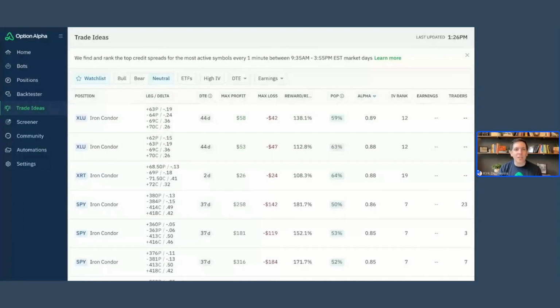So you can do watch list and then neutral. If your watch list also has a bunch of ETFs, right? A bunch of things or a bunch of stocks, you can do watch list, neutral, ETFs only. That's it.